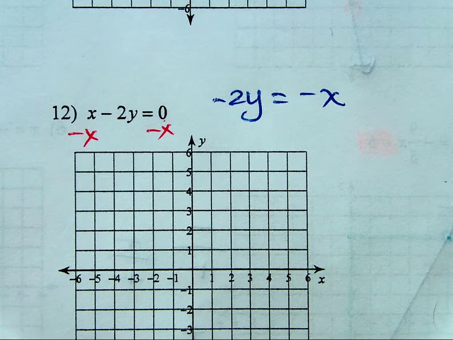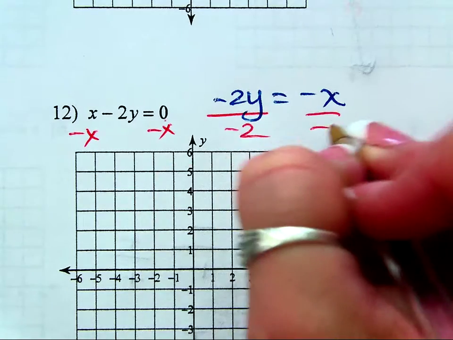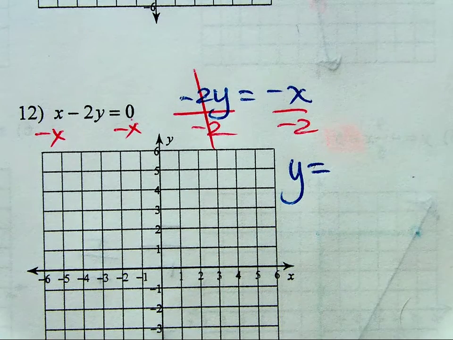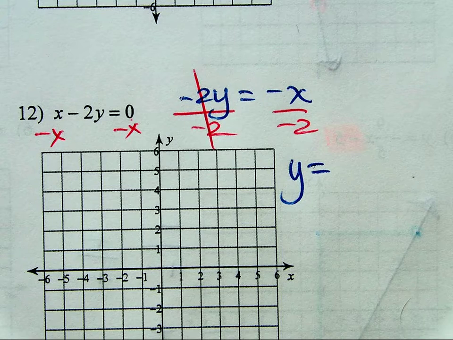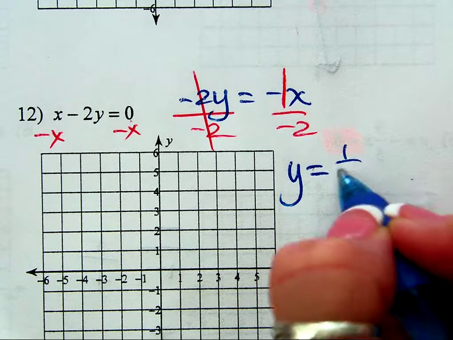Just one last thing to look at. So I'm going to divide both sides by negative 2. And I'm going to say y is equal to what? Be careful. This is the one most people got wrong on 4-1. It's 1/2. So this is actually 1/2 x. And what's my y-intercept? The origin.